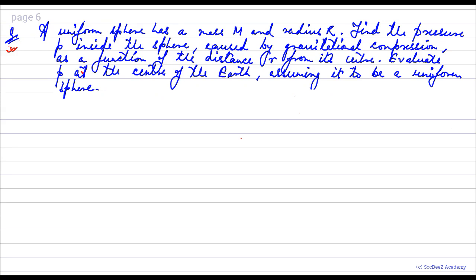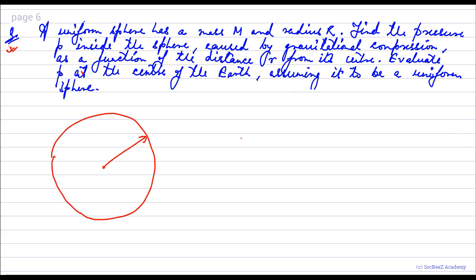So in this problem I have a uniform sphere which is of radius capital R and mass capital M. I need to find out the pressure caused by the gravitational compression at a distance of r from the center of the sphere. The pressure is going to be the same throughout this particular shell, which is of radius small r.